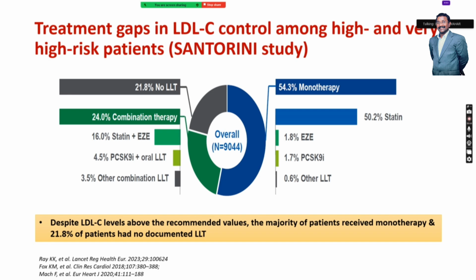See here, about 44% of patients take monotherapy, 21% no lipid lowering therapy, and about 24% combination therapy. So despite lipid lowering therapy, levels are above the recommended values, the majority of the patients received monotherapy, and 21.8% of the patients had no documented LLT. As clinicians, you should all be aware of these people. Even though they are taking statins, don't be happy. You have to uptitrate, number one, or give combination therapy with the statin plus ezetimibe or statin plus other lipid lowering drug therapies.